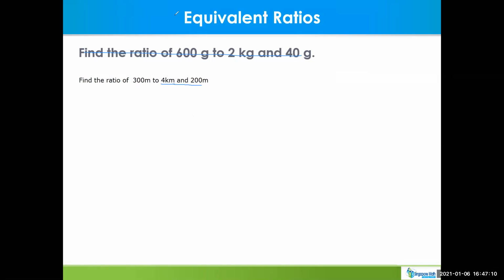Done. Okay, nice work, Aditi and An. Very good. So you got 300 to 4,200. You could have divided it by 300 and you would have gotten 1:14. Or you could have done it very simply by dividing it by 100 first. You get 3:42. And then when you divide by 3 on both sides, you get 1:14. So well done. All right, let's move on.